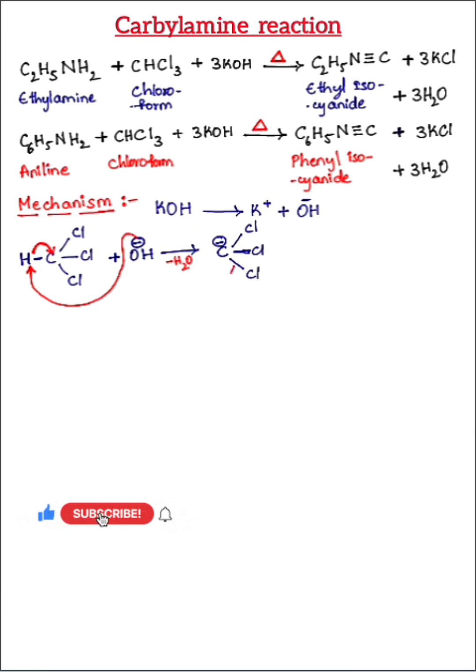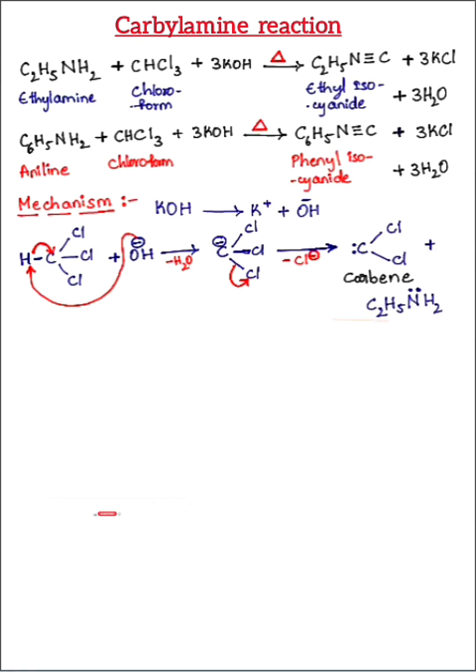Now again I will remove one more chloride ion. Then you will get 2 electrons with 2 chloride ions. So we can say that carbon valency is 4, right? Around carbon you can observe 2 bonds and 2 electrons, so valency is satisfied in the carbene form. So what I'll do now? Now I will take ethylamine. This ethylamine acts as a nucleophile and the carbene acts as an electrophile. In this ethylamine, the nitrogen which has a lone pair of electrons attacks the carbon atom of carbene and forms a bond here.